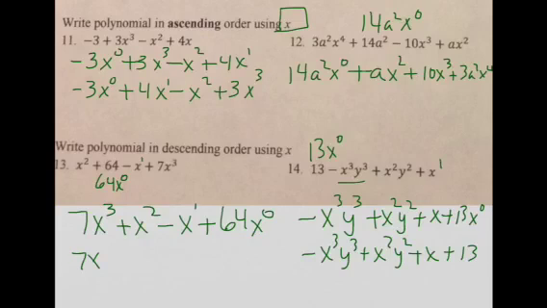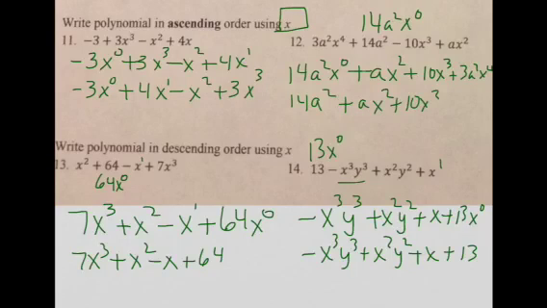This one's going to be 7x cubed plus x squared minus x plus 64. This one is going to be 14a squared plus ax squared plus 10x cubed plus 3a squared x to the 4th. And this last one's going to be negative 3 plus 4x to the 1st minus x squared plus 3x cubed.